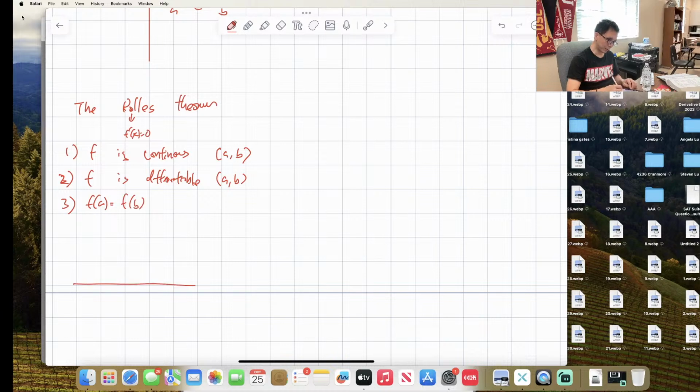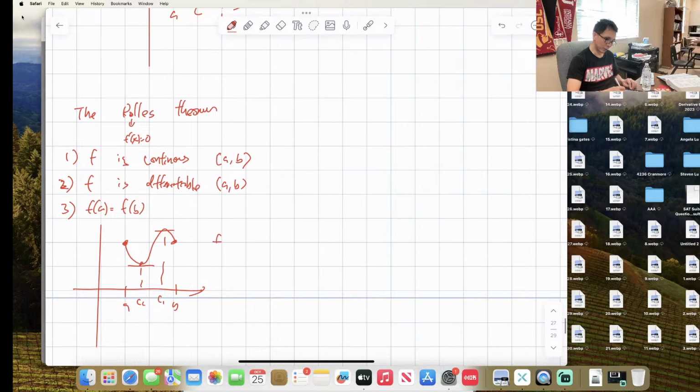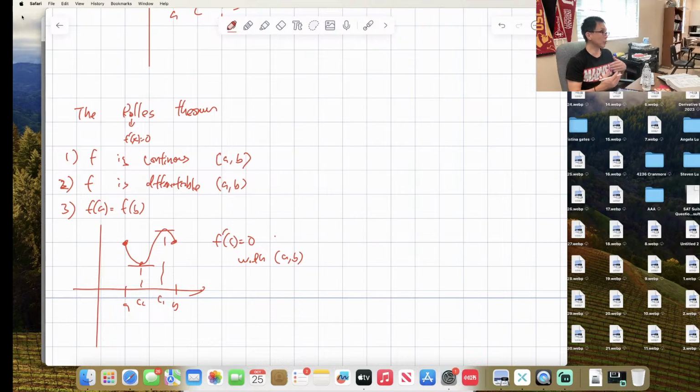Now the drawing is going to be something like this. From a to b, they have the same height. You must have at least one point, c1 or c2, where the slope is equal to 0. So the result is f prime of c equals 0 within the open interval (a, b). Why is it not including the endpoints? Because the endpoint is not differentiable. I'm going to say that again. If you got your c at an endpoint, you should not include that value. Is that okay?